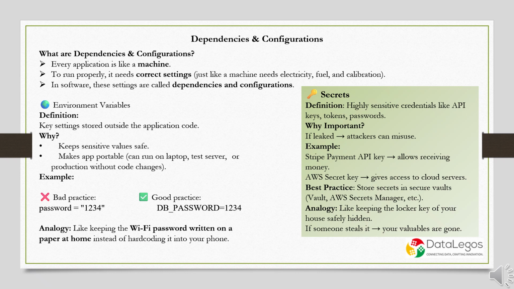Environment variables. First, let's talk about environment variables. These are key settings stored outside the application code. Why are they important? They keep sensitive values safe. They make the app portable so it can run on a laptop, test server, or production without code changes. Example: bad practice: writing the password directly in code, password equals 1234. Good practice: storing it as an environment variable, db_password equals 1234.